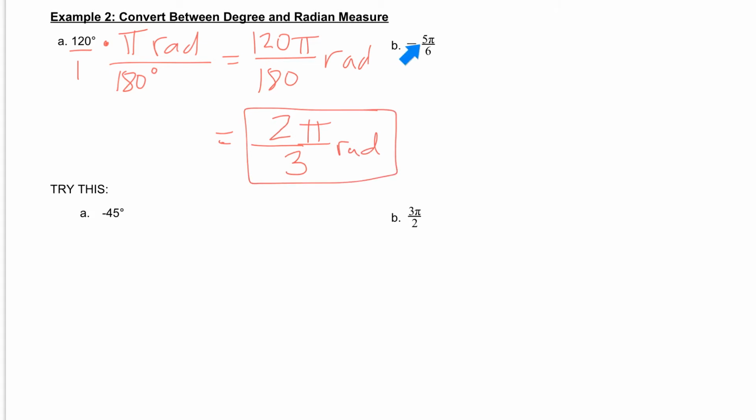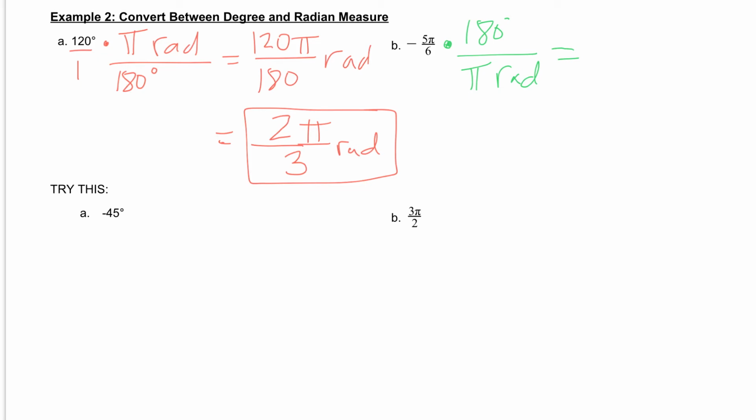Taking a look at letter B, if there is no degree sign, then you can assume that it's radians. So usually we don't write radians, it's just understood that it is radians in terms of a measurement if there's no degree there. So this right now is radians, and we want to change it to degrees. To change it to degrees, we need to multiply by 180 degrees over pi radians.